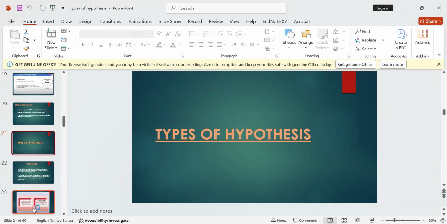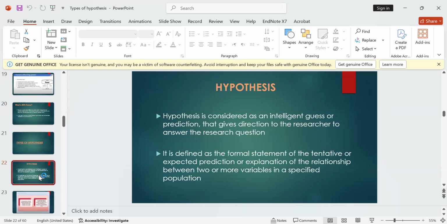Types of hypotheses. Hypothesis is considered as an intelligent guess or prediction that gives direction to the researcher to answer the research question. It is defined as the formal statement of the tentative or expected prediction or explanation of the relationship between two or more variables in a specified population.